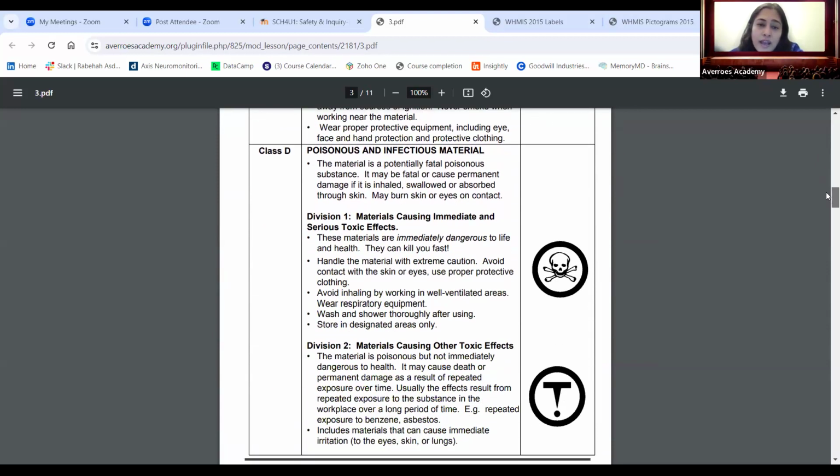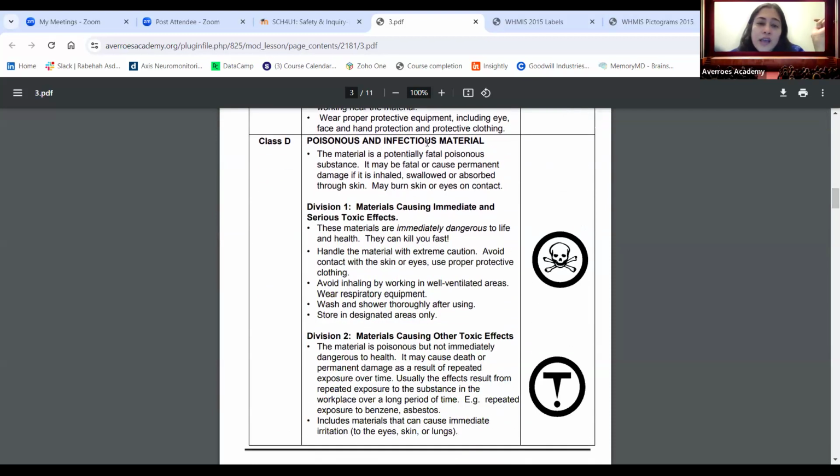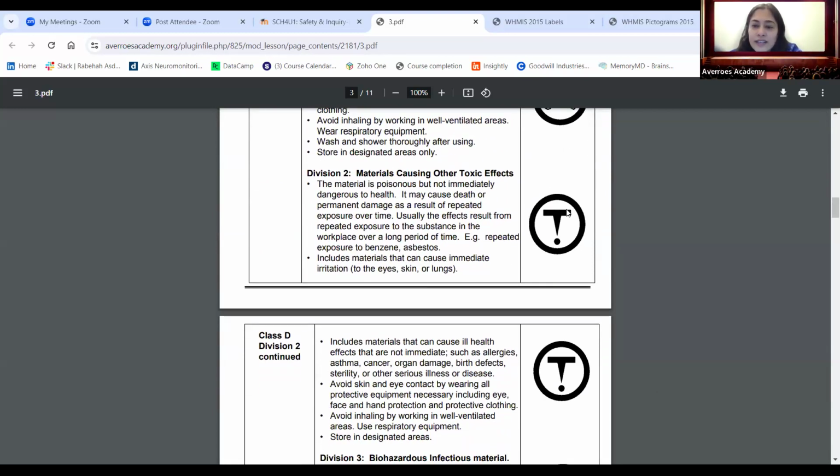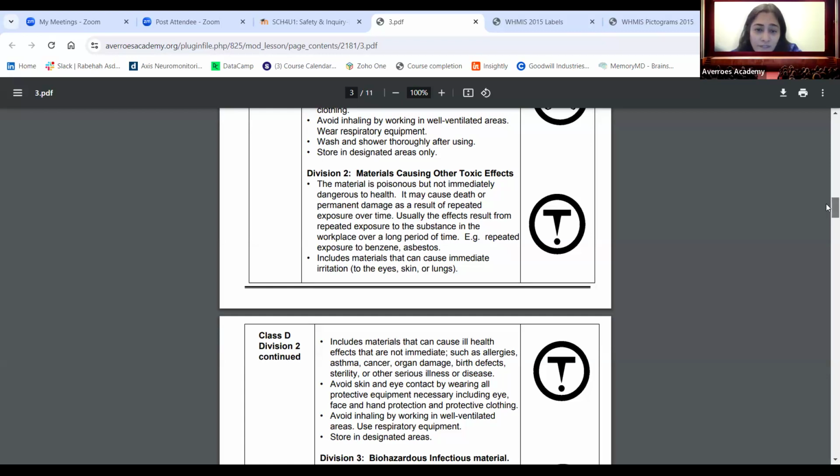And then we have poisonous. Oxidizing material means oxy, like oxygen. If they're exposed to oxygen, it releases oxygen or other oxidizing substances. So basically, if it's exposed to an environment or exposed to other chemicals, it will oxidize. And then we have poisonous and infectious material, which will be marked by poison. As you can see, skull and bones, that means a person can die, right? And then toxic. So this looks like a T with a dot at the bottom. So toxic materials can cause toxic effects.